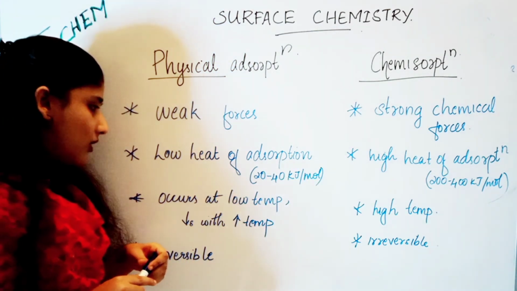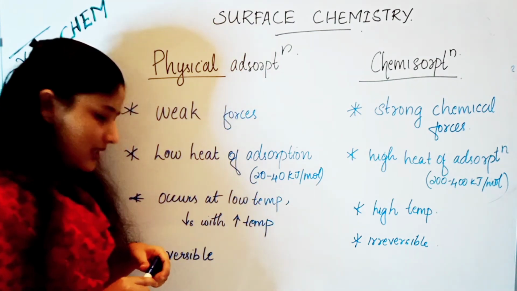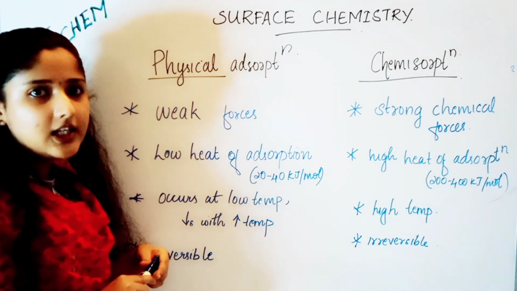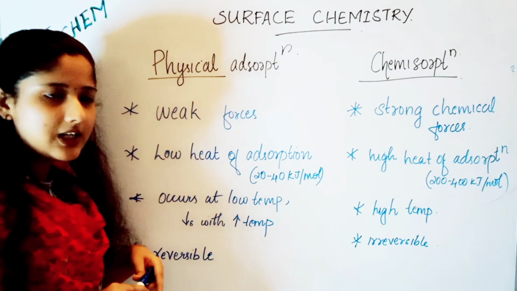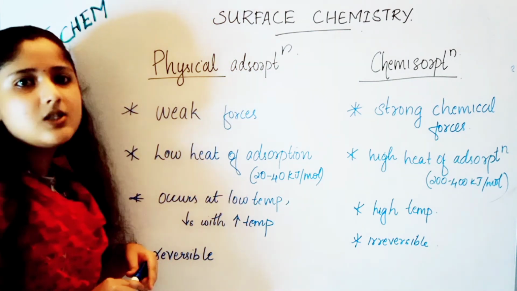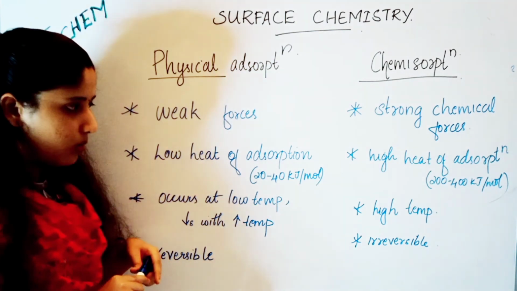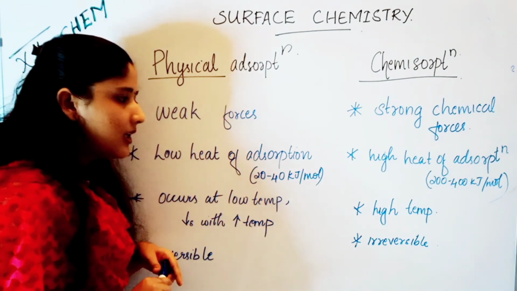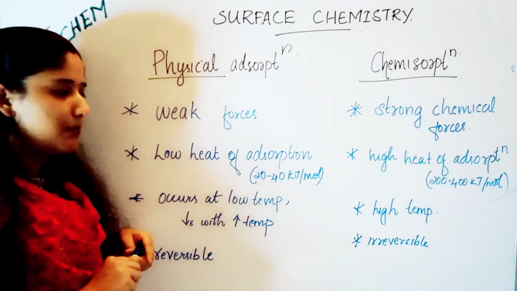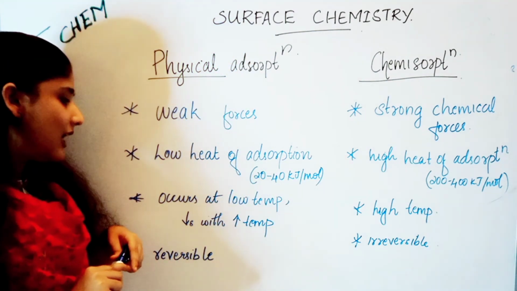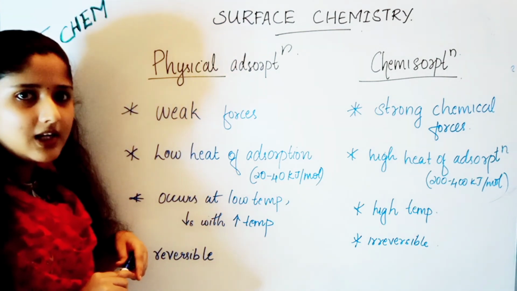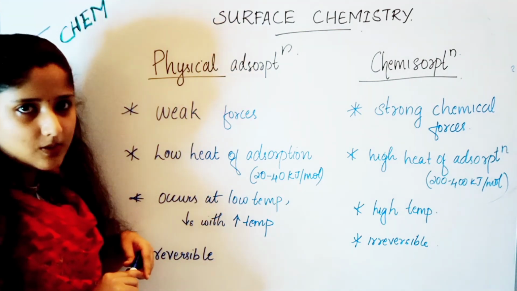Physical adsorption occurs at low temperature. That is, the adsorption decreases with the increase in temperature. When temperature increases, the chances for physical adsorption is low. But chemical adsorption occurs at high temperature. And physical adsorption is a reversible process, while chemical adsorption is an irreversible process.